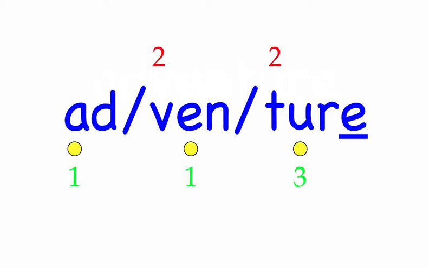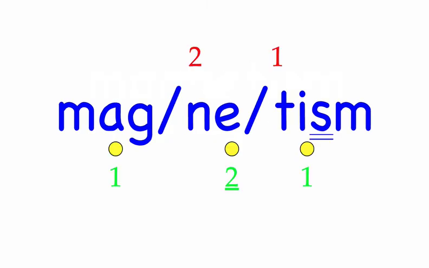Magnetism. She has great magnetism. Mag, 3 sounds, A, g. Ne, 2 sounds, N, e. Tism, 4 sounds, T, I, z, m. Mark the word. S in the final syllable is representing its second sound, z, so we double underline S.